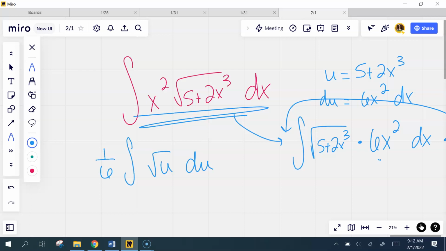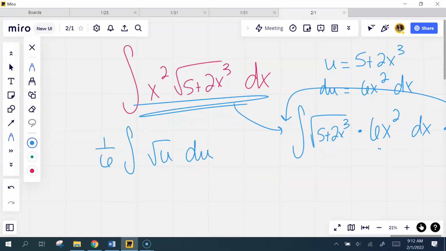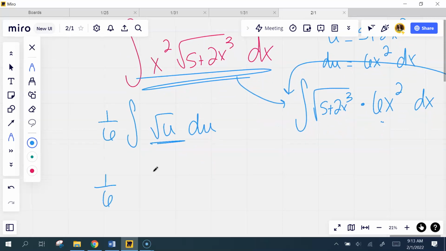I know, y'all. I know this is tough. But can you find the antiderivative of this? Yes. What is the antiderivative of the square root of u? Okay, square root of u is what?